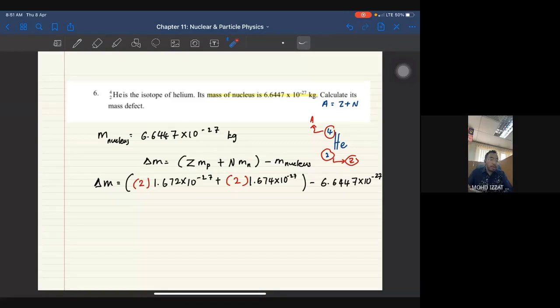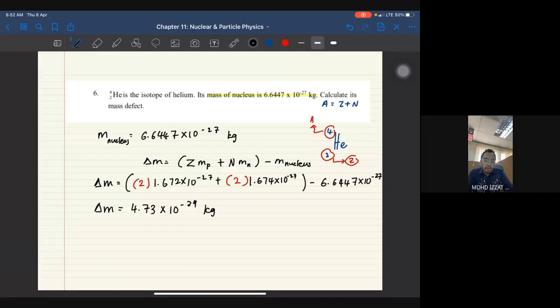Okay, so this you just have to press your calculator. Make sure you press all the numbers that is written over there. Jangan malas tekan, jangan kurang satu nombor pun. I got here is 4.73 times 10 negative 29. Okay, so basically this is the mass defect, the difference of individual, the sum of individual proton and neutron with the nucleus punya mass.